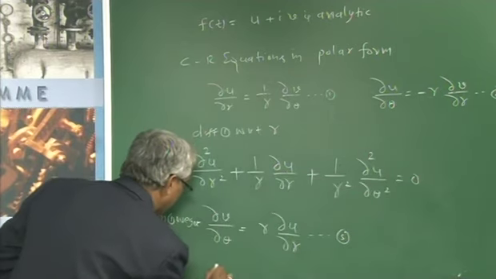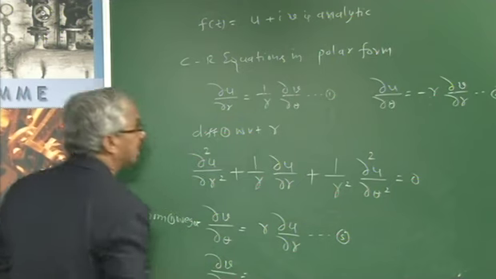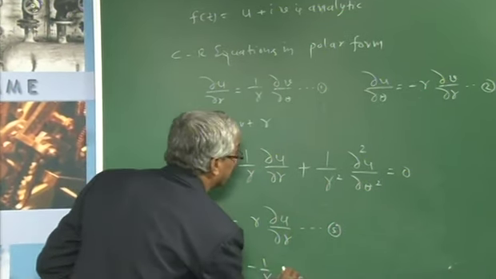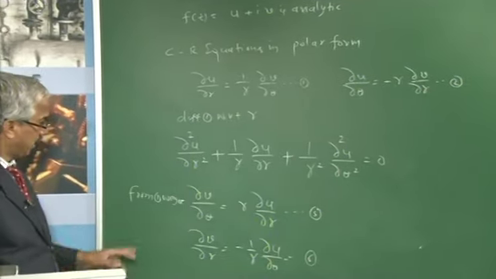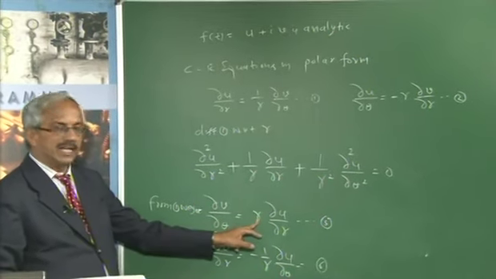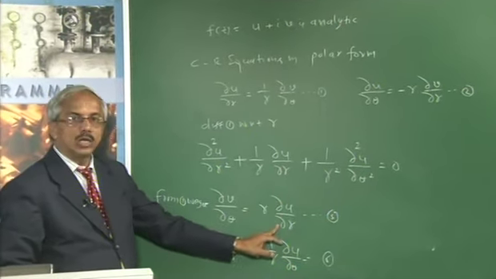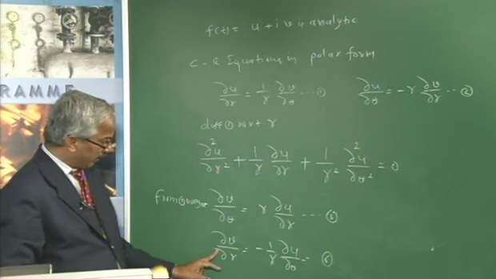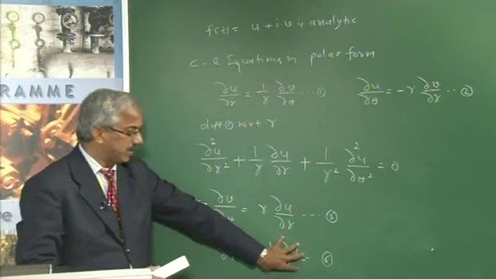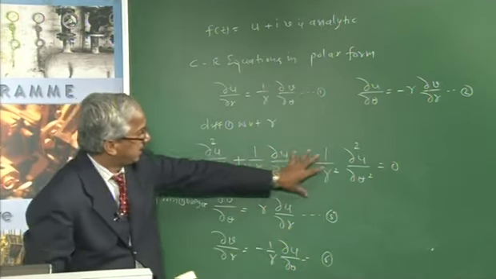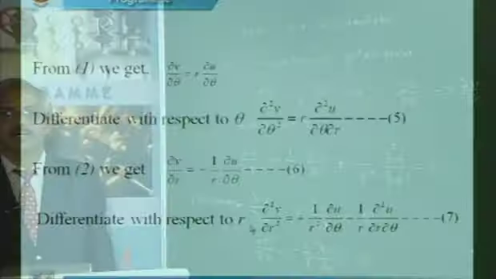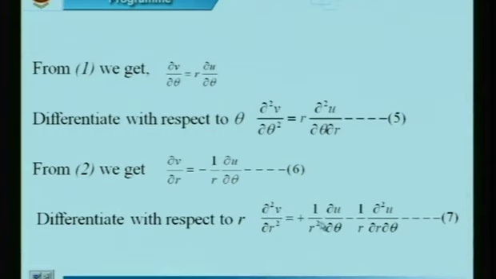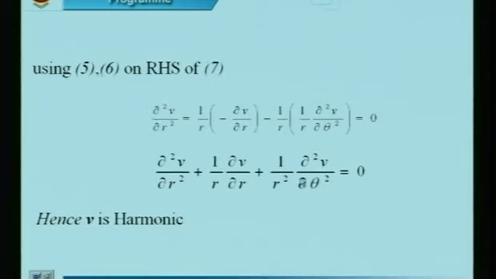From this case, I can get that dou v by dou r is equal to minus 1 by r into dou u by dou theta. You can take that as 6. Observe that if I differentiate this with respect to theta, I get r into dou square u by dou theta dou r. And if I differentiate this with respect to r, I need to use the product rule, as I said in the previous case. After simplification, I get this one.